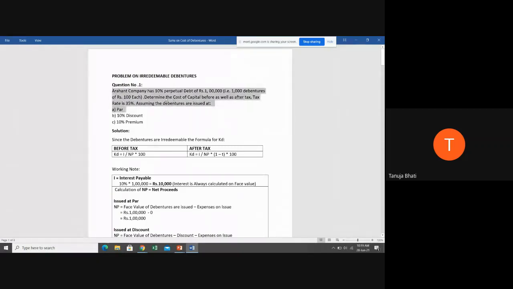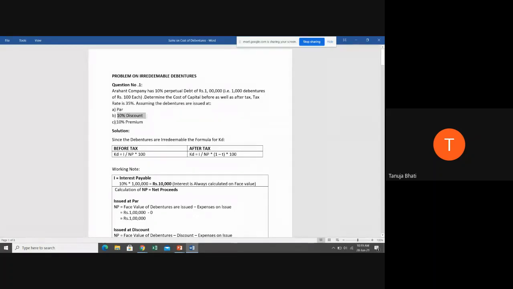Arihant company has 10% perpetual debt of rupees 1 lakh. So that is 1000 debentures of rupees 100 each. So the company, Arihant company, is selling 1000 debentures, and each debenture is of rupees 100. Determine the cost of capital before as well as after tax. Okay, and the tax rate is given as 35%.